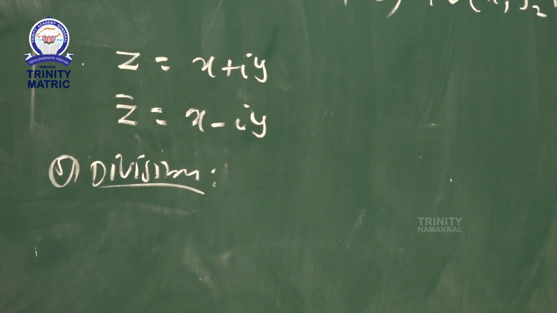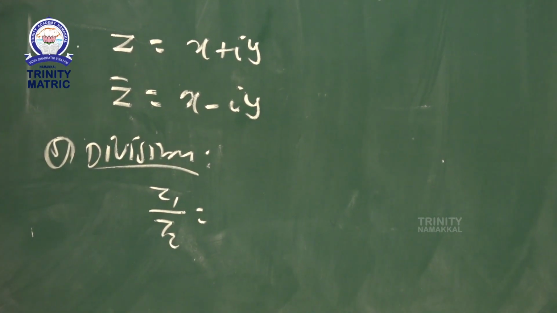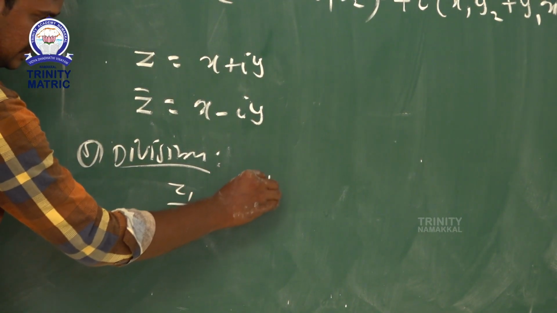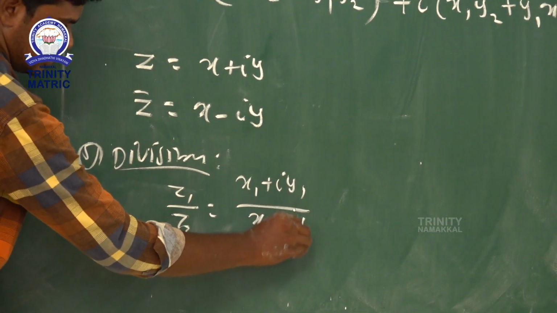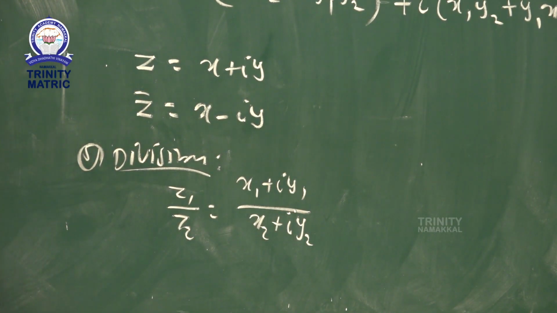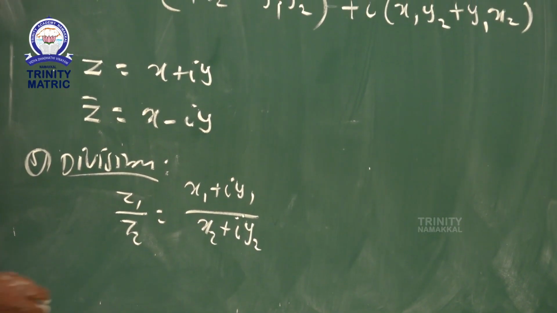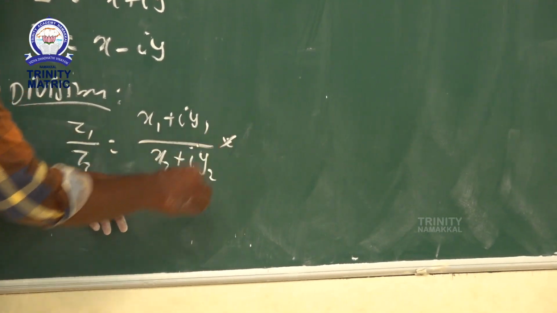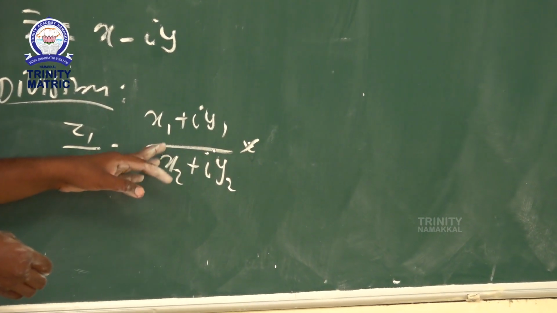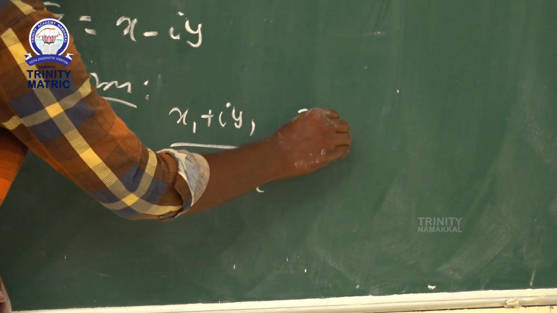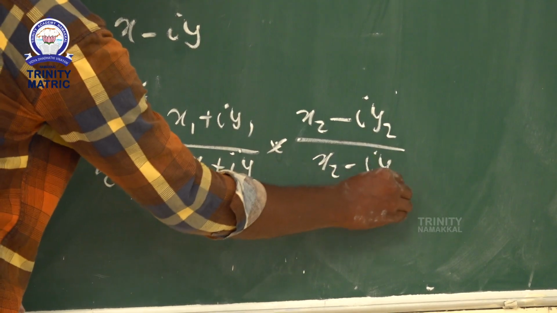Fifth one, division of complex numbers. Same complex numbers, I take z1 by z2, where z1 is x1 plus iy1, and z2 means x2 plus iy2. Which term do we take the conjugate of? The denominator term. So we multiply by the conjugate of the denominator term z2. Z2 means x2 plus iy2. The conjugate of z2 is x2 minus iy2, so multiply and divide by x2 minus iy2.